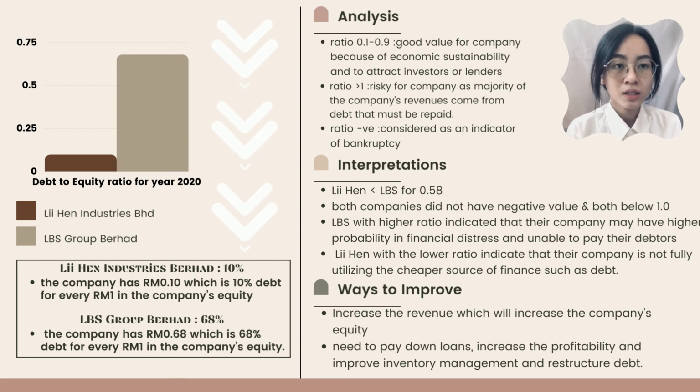LBS company with a higher ratio indicates that their company may have a higher probability of financial distress and be unable to pay their debtors. At the same time, Li-Han company with a lower ratio indicates that their company is not fully utilizing a cheaper source of finance such as debt. Since companies should maintain this ratio between 2 extremes from 0.1 to 0.9, in order to decrease this ratio, the company can increase the revenue so that the company equity will increase, pay down loans, increase the profitability, improve inventory management, and restructure debts of the company.